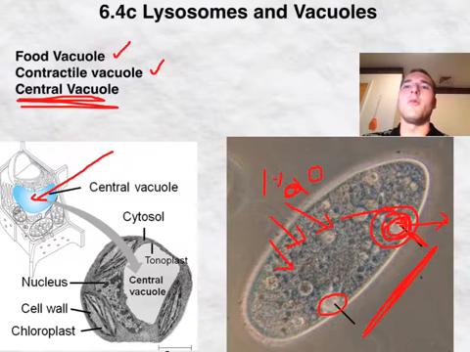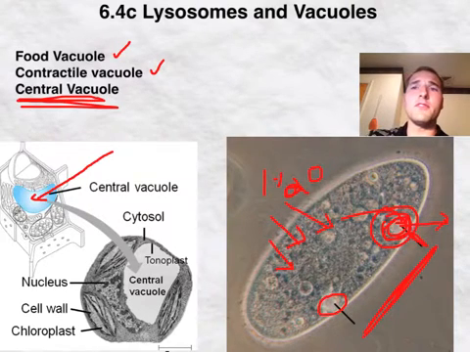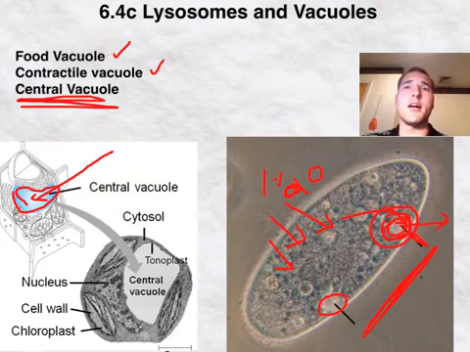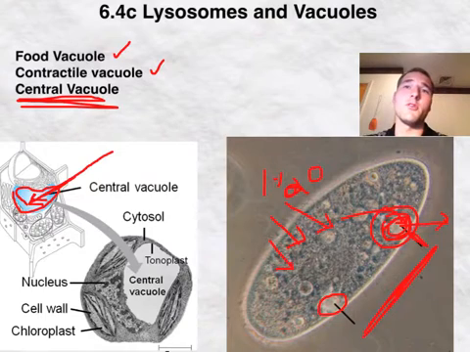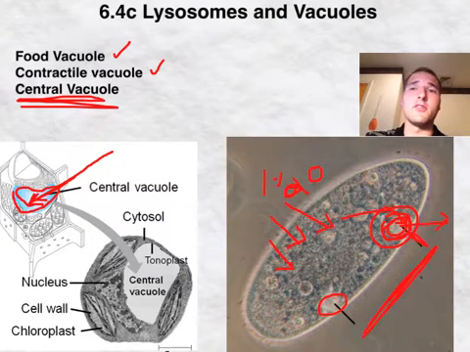Also, if toxins are building up inside of a cell, this central vacuole doesn't have anything important inside of it. So if you have some toxins building up, you can actually store those toxins in here, and it keeps them away from all the organelles that are important. Other things you can do, if the cell wants to store some type of molecule for later on, you can store it in this vacuole.